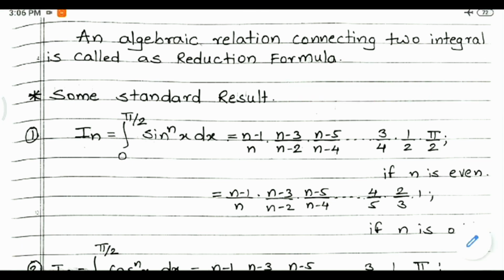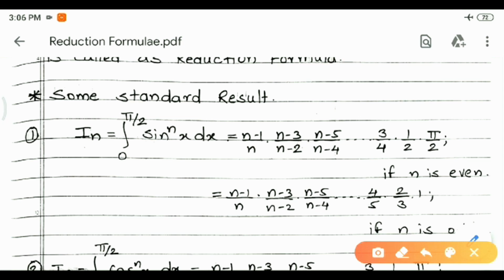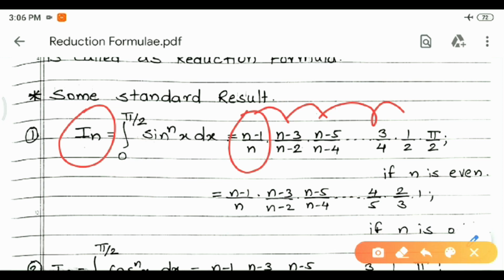So how to remember this formula: sine raised to n x, with the limit 0 to pi by 2. We call this integration I of n, and you have to remember just the first term. If the power is n, your first term is n minus 1 upon n, and then keep on decreasing by 2 each time. So it will give you n minus 3, n minus 5, n minus 7, n minus 9 and so on. Depending on whether your n is even or odd, you get the last term. Whenever n is even, you take the last term as pi by 2.